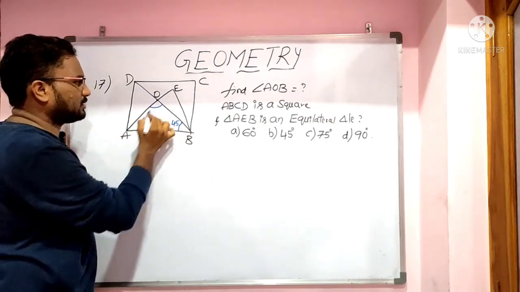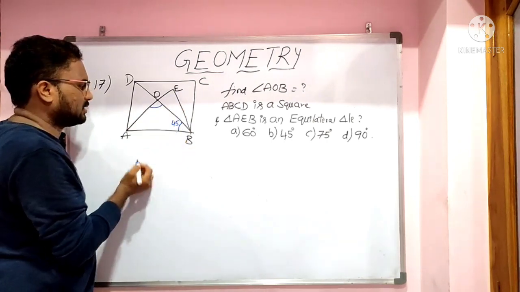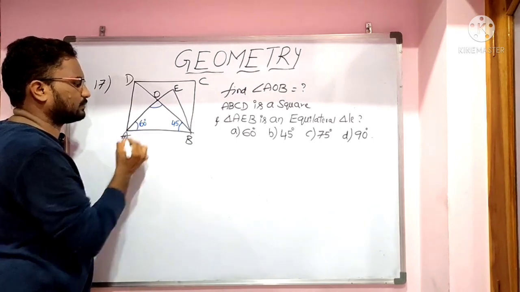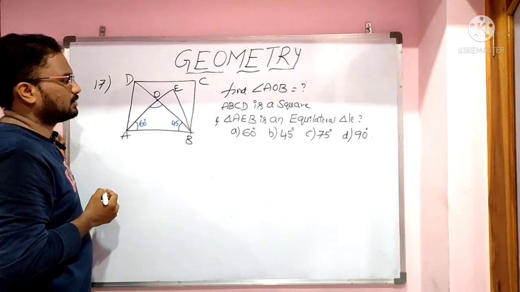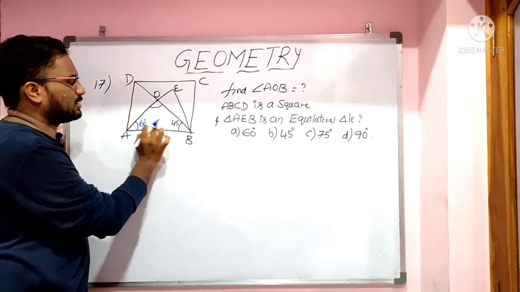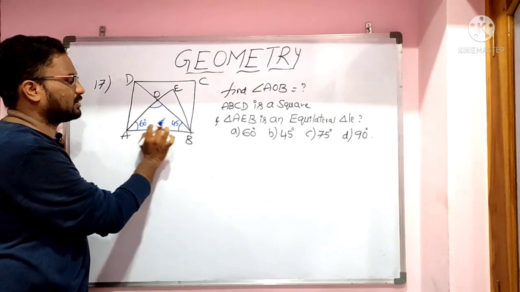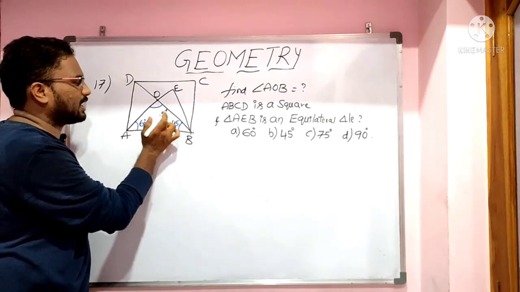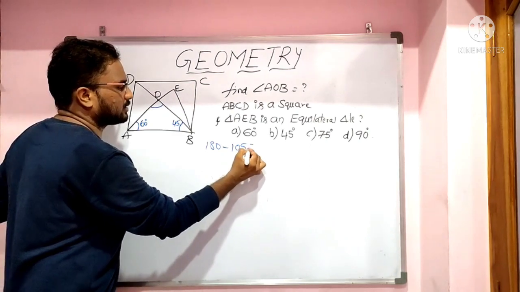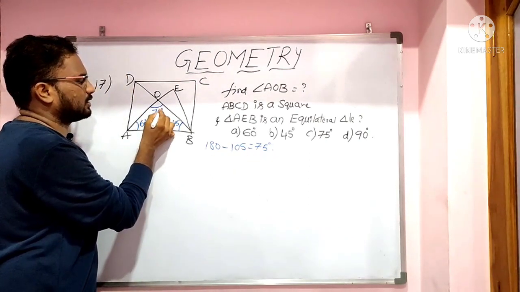And here again AEB is an equilateral triangle, so each angle is 60 degrees. So this angle is 60 degrees. Here in triangle AOB, the sum of these two angles is 105. So the remaining angle will be 180 minus 105. Answer: 75 degrees. So this angle is 75 degrees.